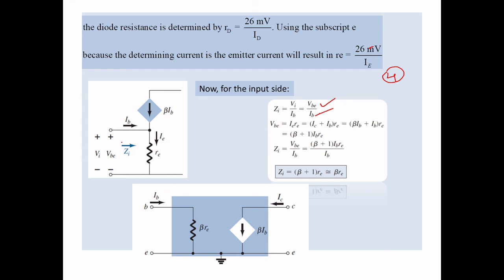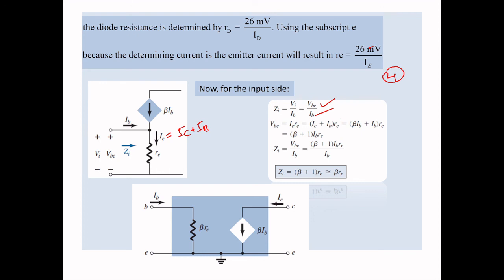So VBE is nothing but your IE into RE. This is a product of current into resistance. And what is IE? IE is nothing but the sum of your collector current and base current. So I have substituted IC plus IB into RE.